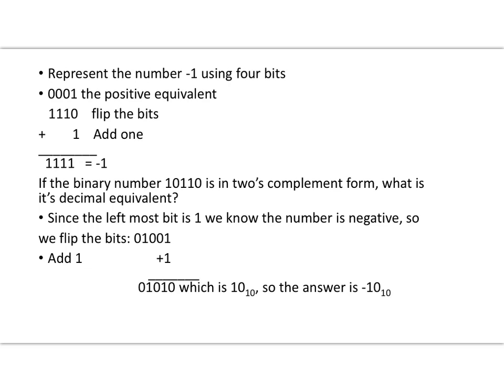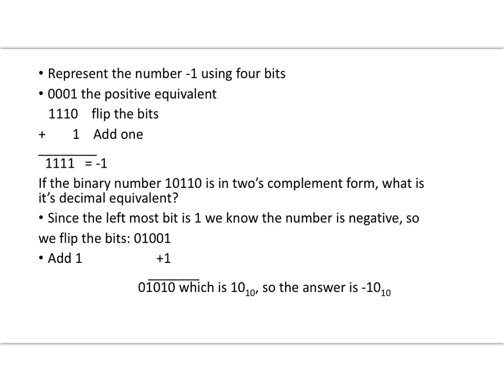Here's another example. Represent the number negative 1 in the 2's complement system using 4 bits. Okay, so we start out by representing the positive equivalent, 0001. We flip the bits, we have 1110, and we add 1, and that gives us 1111. 1111 is negative 1, base 10, in the 2's complement system. So this one is an easy one to recognize, regardless of how many bits you have.